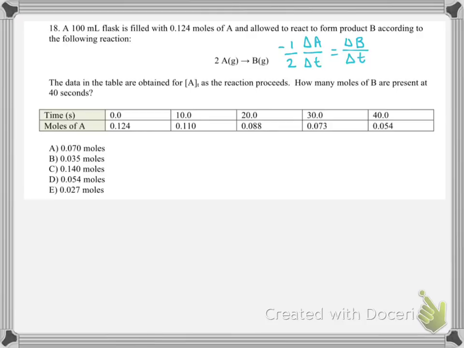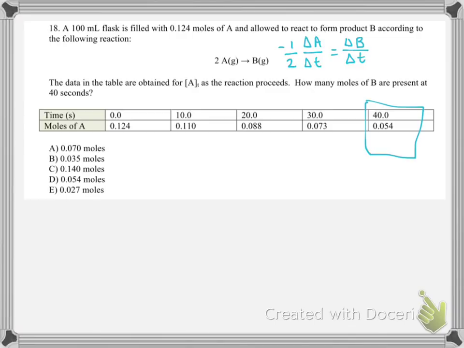Okay, and number 18, they're saying that we have a flask filled with some A, and with this reaction we know that 2A form 1B, and they want us to figure out how many moles of B are present at time point 40 seconds. Okay. And so what we know is that however many moles of A that have disappeared, we can relate that to the moles of B using the stoichiometry. So let's just figure out how many moles of A disappeared.